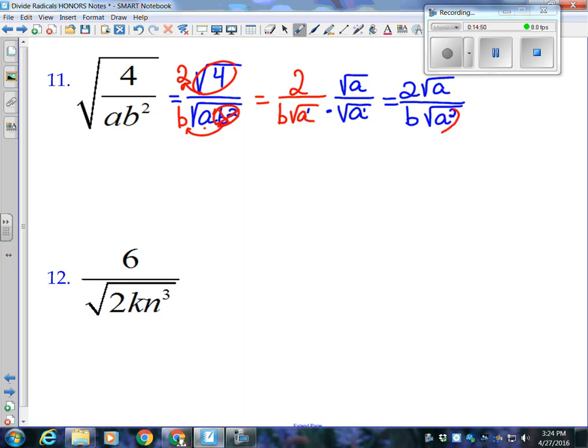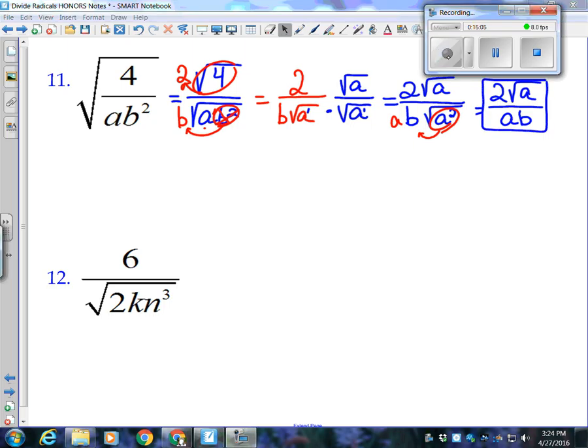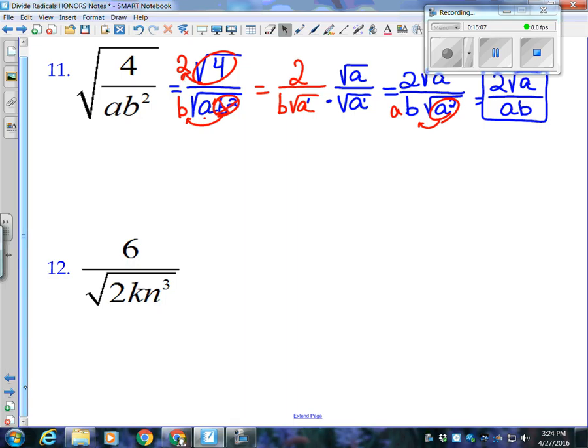Now I have a perfect square. For two a's, I can bring out an a. And the answer is 2 with the square root of a on top, and an a and a b on the bottom. If you put b and then a on the bottom, same thing. All right.